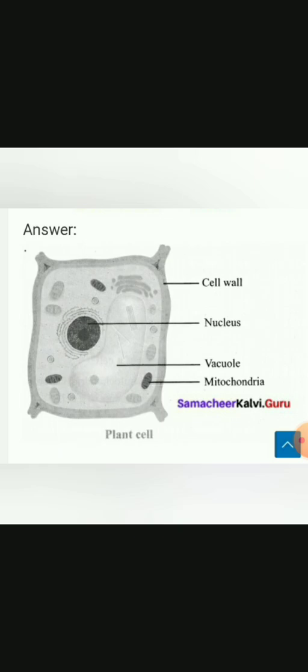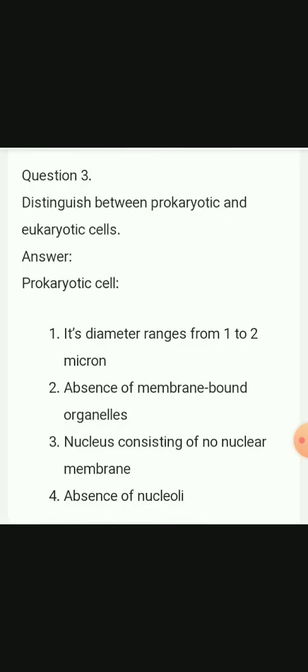First one, cell wall. The outer portion is called a cell wall. Next, nucleus. The center position is the nucleus. Next, vacuole. The largest portion of the cell, vacuole. Then the mitochondria. These are the four parts present in the plant cell.